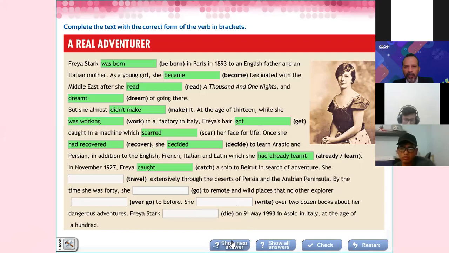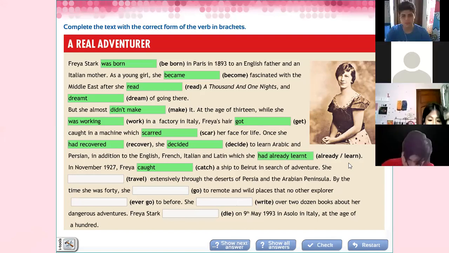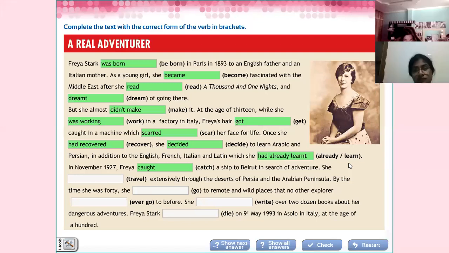A ship to Beirut in search of adventure. She... Okay, Diana, she traveled, or she had traveled, or she was traveling. She traveled. Excellent. She traveled extensively through the deserts of Persia and the Arabian Peninsula.